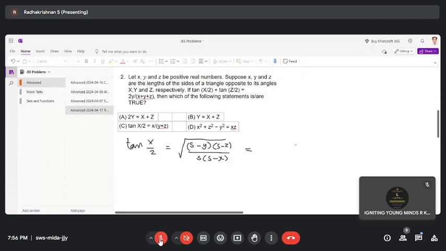Now this is coming from sin x by 2 equal to square root of s minus y into s minus z divided by yz, and so on. So it comes from that, sin x by 2 and cos x by 2. I can write it here if you want, all the formulas.